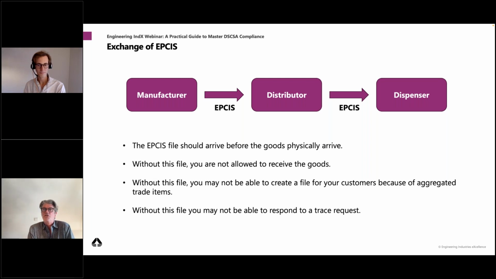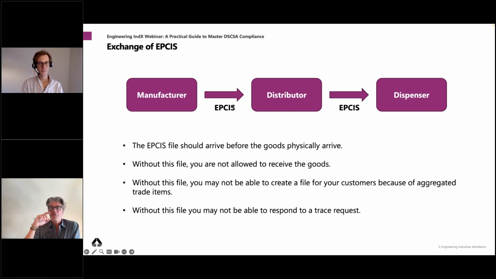Then how does this work in this exchange of IPCS? Well, it's actually very simple. Every time when a product changes ownership, it requires the exchange of an IPCS file that contains the information we just talked about. So the manufacturer sends it to the distributor to the dispenser. And in reality, this drawing is, of course, a little bit more complex because a manufacturer has a lot of distributors. Distributors can also buy from other distributors, and people exchange products. But if they exchange products and the ownership changes, you are required to provide that file.